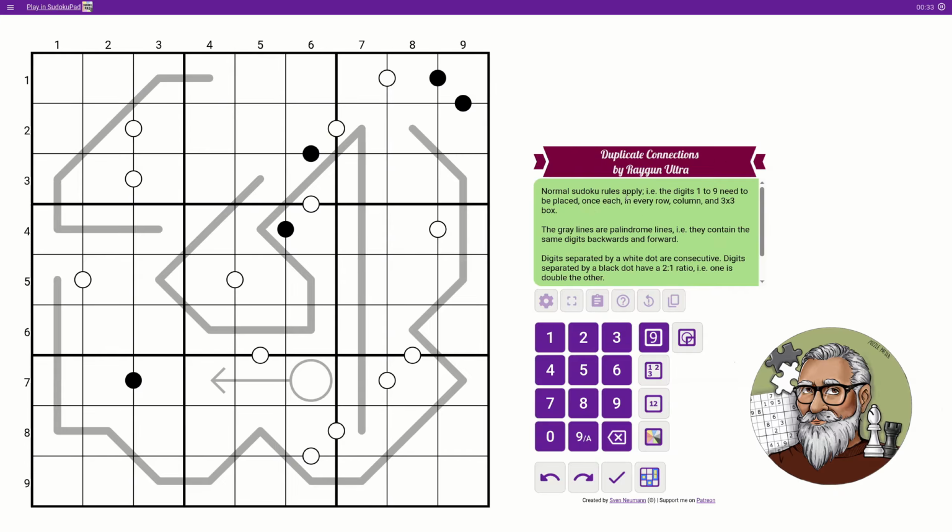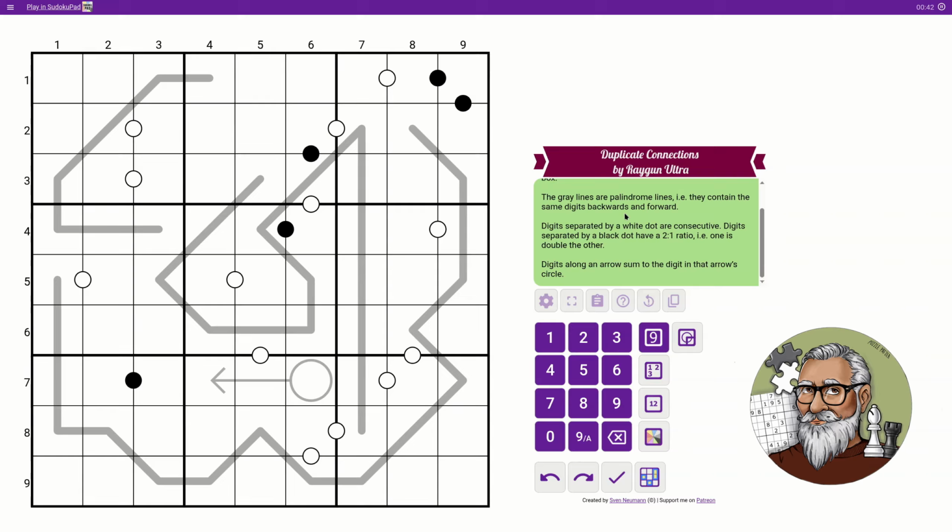Normal Sudoku rules apply. In other words, the digits 1 to 9 need to be placed once each in every row, column, and 3x3 box. The gray lines are palindrome lines, i.e., they contain the same digits backwards and forwards. All of the lines are gray, so that would mean that cells that are equidistant from the center, whether that is a point between two cells or a whole cell, would contain the same digit to be able to read it the same backwards and forwards.